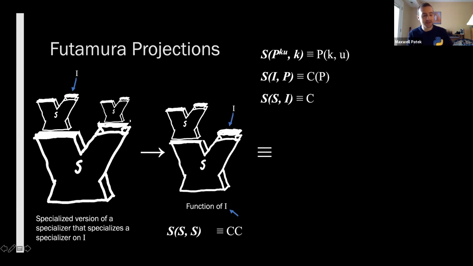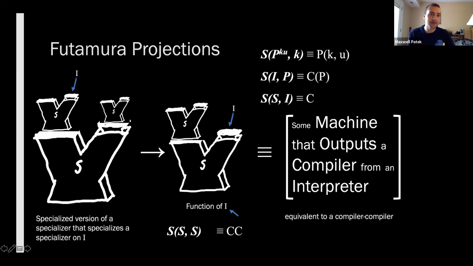We saw that specializing a specializer on itself ended up giving us a compiler, some machine that takes in interpreters and outputs compilers, which is just nuts, because we don't even see a compiler or an interpreter here, but somehow exercising this machine on itself and itself gives us this other machine. And it's because a specializer is kind of a combination of an interpreter and a compiler. I hope this was thoroughly mind-blowing. It's still mind-blowing for me.